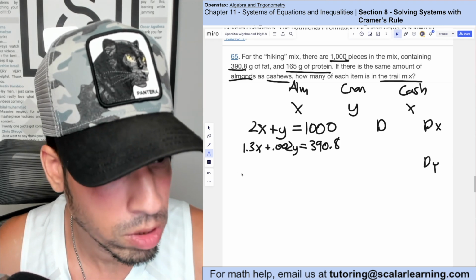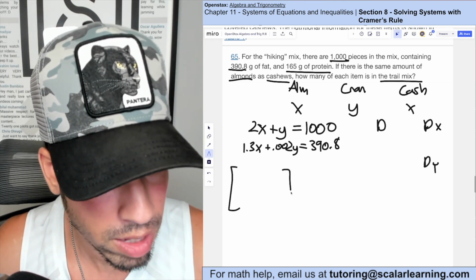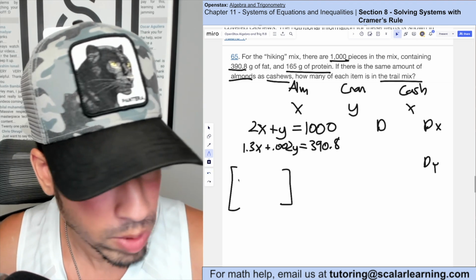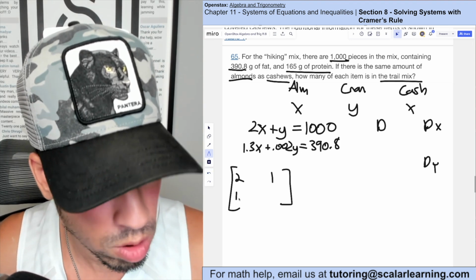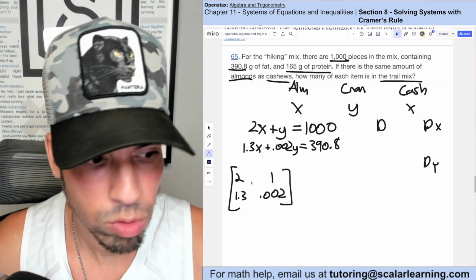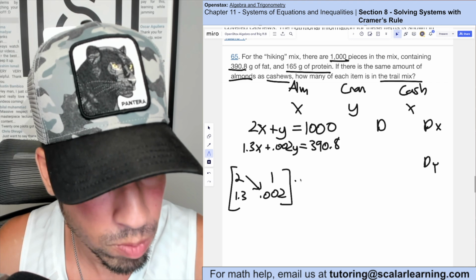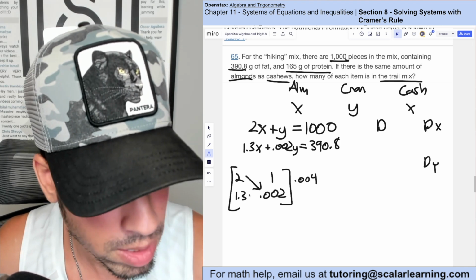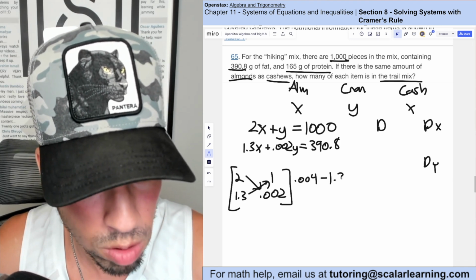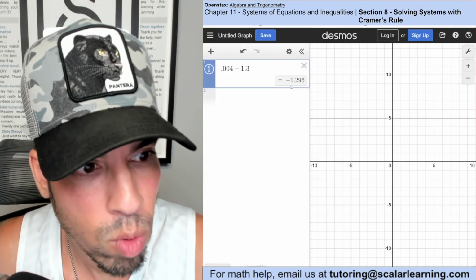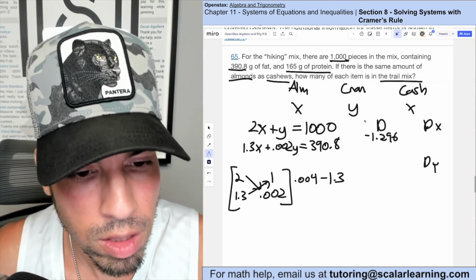So let's set up our first matrix here with the values over here. So we got those coefficients 2, 1, 1.3, and 0.002. Let's calculate the determinant. So we multiply there and we get 0.004 minus that product, which is 1.3. And we get negative 1.296. All right, there's my d value.